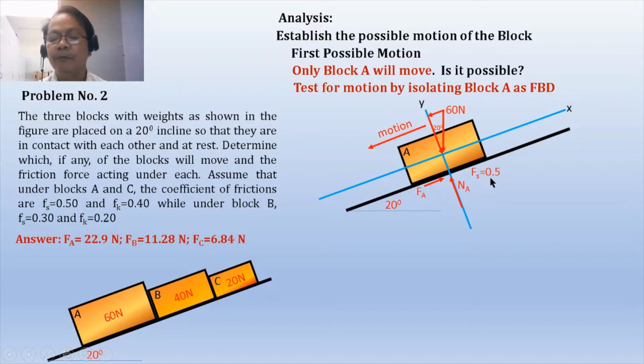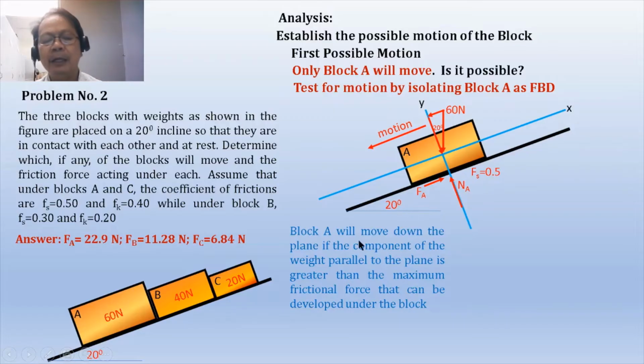Now, ang tanong dito ay, gagalaw ba itong A kung ang coefficient of static friction ng block A at ng plane ay 0.5? So, masasagot yan na gagalaw kung, sabi dito, block A will move down the plane if the component of the weight parallel to the plane, itong tinutukoy kong ito, yung may arrow, ay greater than the maximum frictional force that can be developed under the block. So, meron daw paggalaw itong A kung itong component na ito ay magiging mas malaki dun sa F sub A. Sa makatwid, we will be testing the magnitude of the frictional force that will be developed under A and this component of the weight that is parallel to the plane.